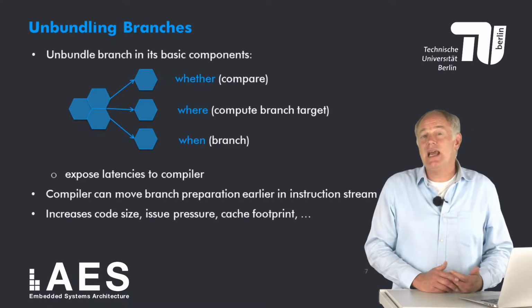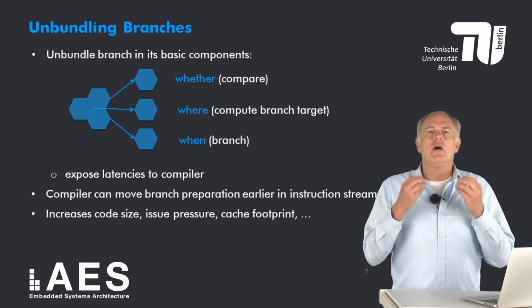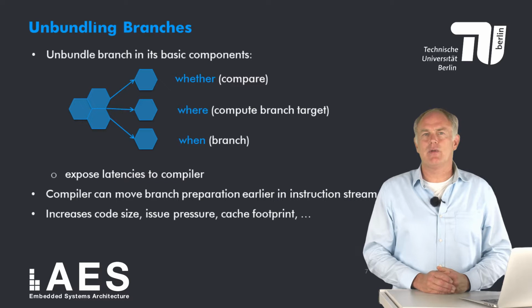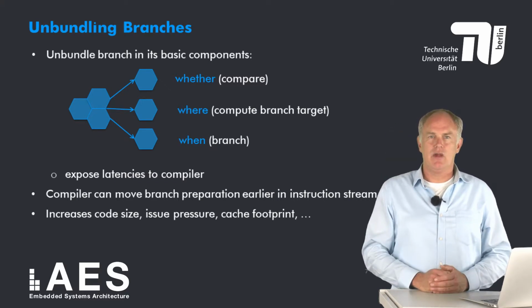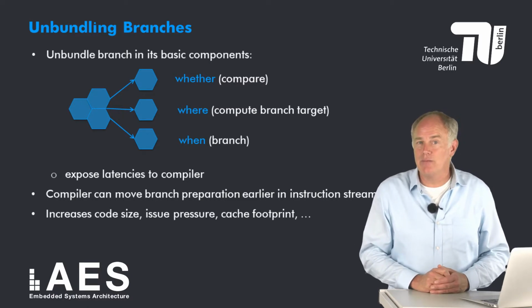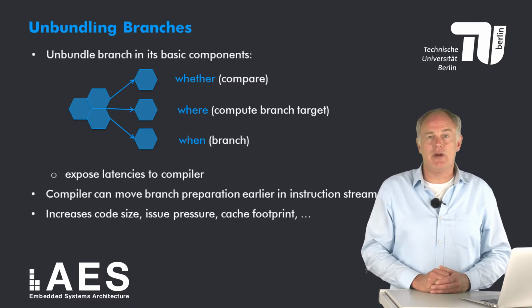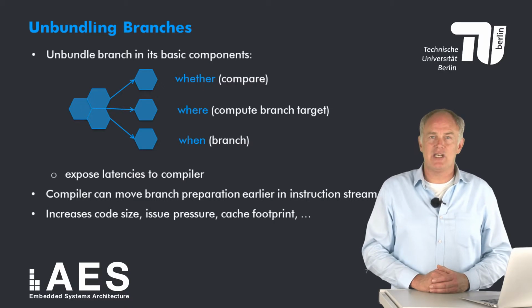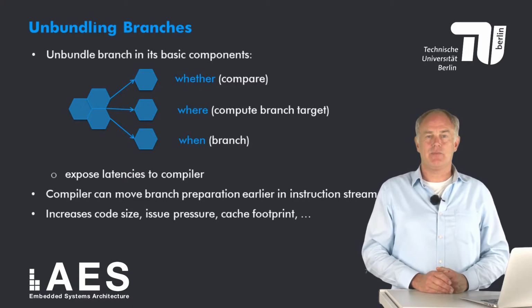To reduce the delay of branches, we need to unbundle it in its basic components. A branch basically consists of 3 parts. First, whether we branch, that means the compare part. Second, where we branch, that means the compute of the branch target. And third, when we branch, when exactly in time does the branch take place.